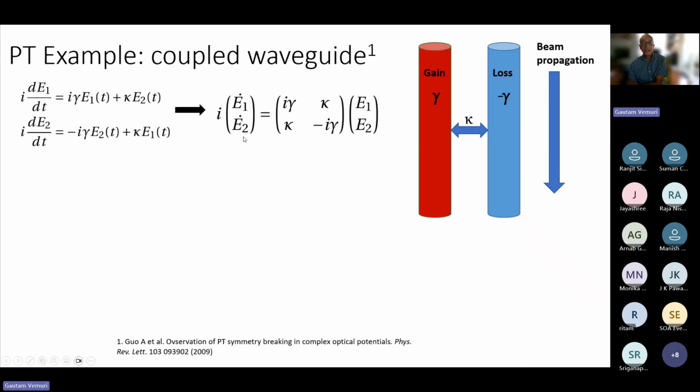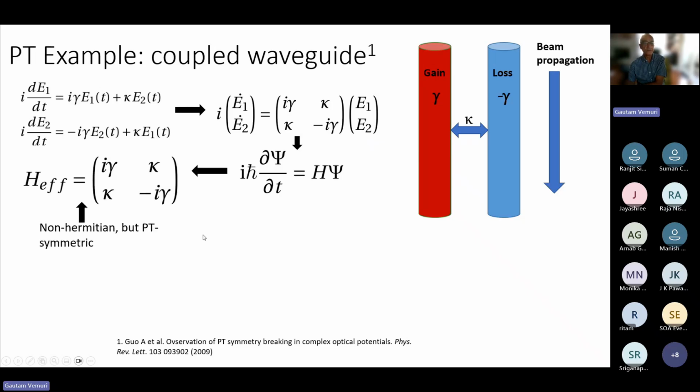So if I write this in a matrix form, I take these same two equations and write them in this form, and the reason I do it is because now it looks very similar to an equation that we're all quite familiar with, where this vector here is the wave function. I have an effective Hamiltonian here, and so the whole thing looks like the Schrodinger equation. This effective Hamiltonian, as you can see, is of course non-Hermitian. But it is parity time symmetric.